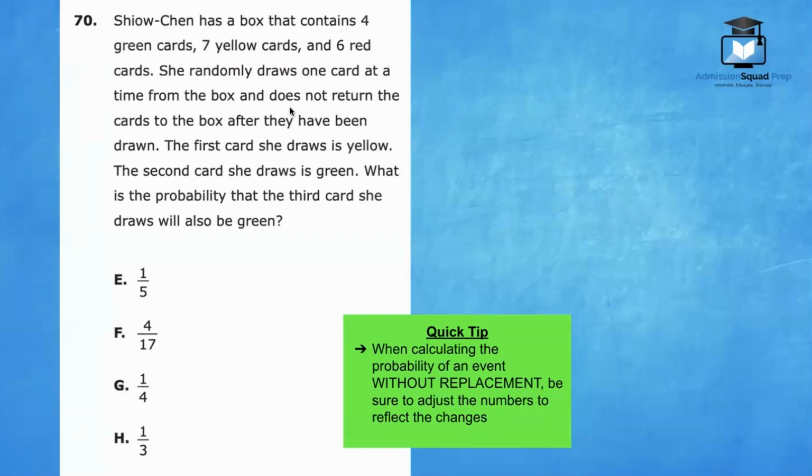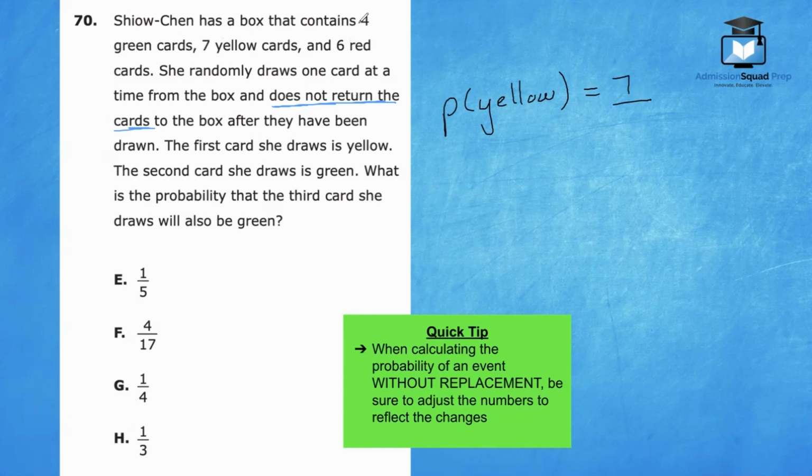This is a without replacement probability problem. We know this because in the problem it says she does not return the cards. So let's calculate the probability. The probability of getting a yellow card on the first draw would be 7 out of the total. So 7 plus 4 plus 6 is 17. So the probability of getting a yellow would be 7 out of 17.